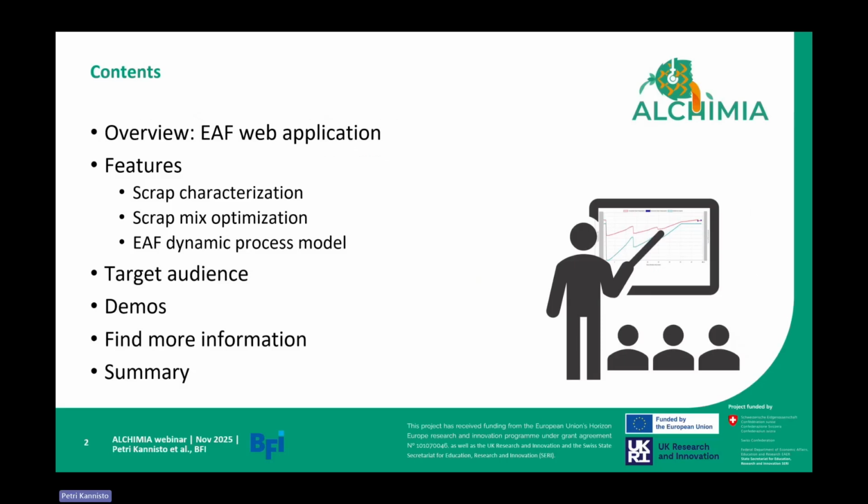So for the contents of this presentation, first an overview of this electric arc furnace web application, then about the key features, which are scrap characterization, scrap mix optimization, and the dynamic process model. Then about the target audience, two demos, basically videos, and how you can find more information, and then a summary.